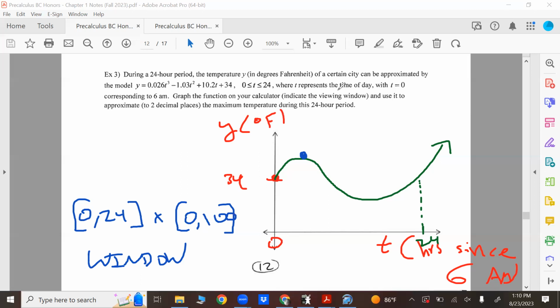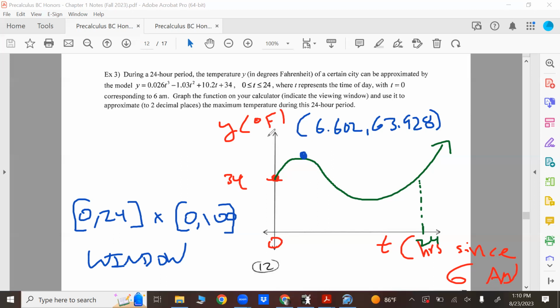Anyone get a high point? What do you guys got? Good. So what's the x coordinate? Good. Yeah, this is what my notes say. Is that how you want us to notate it? Yeah. So that's where the high point occurs.